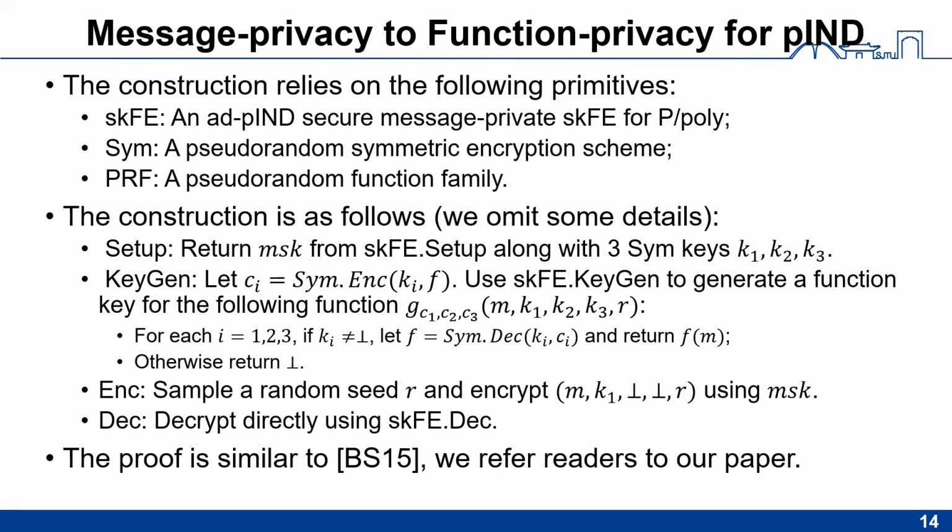However, in our P and D secure settings, in message private games, the adversary is given an extra function F, while in function private games, the adversary is given only two distributions, F0 and F1. So we need three symmetric keys to encrypt F, F0, and F1 correspondingly, and an additional game to switch between them, while the other parts of the proof are similar to those in BS15.